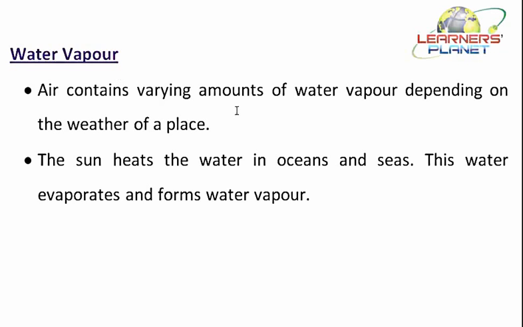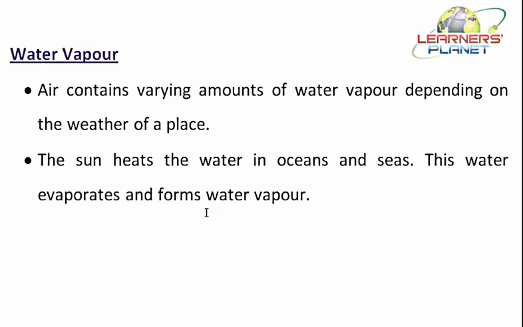Air contains varying amounts of water vapor depending on the weather of a place. Now you have learned about the water cycle, in which the sun heats the water in oceans and seas, and this water evaporates and forms water vapor. We can even verify the presence of water vapor in air by observing wet clothes which are drying on a clothesline. But where does the water from these wet clothes disappear? Yes, the water in clothes forms water vapor and disappears into the air.